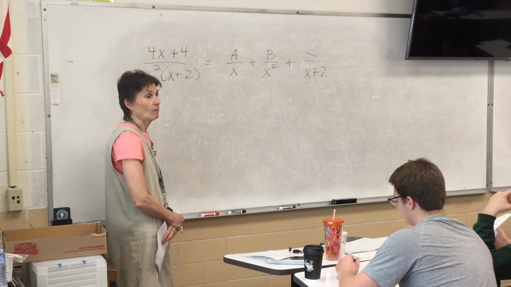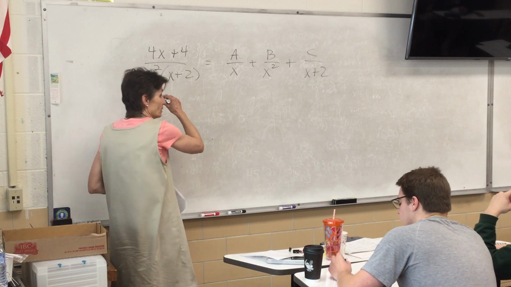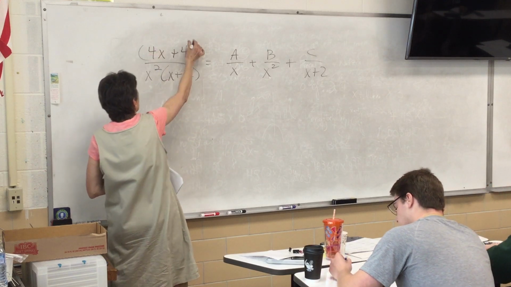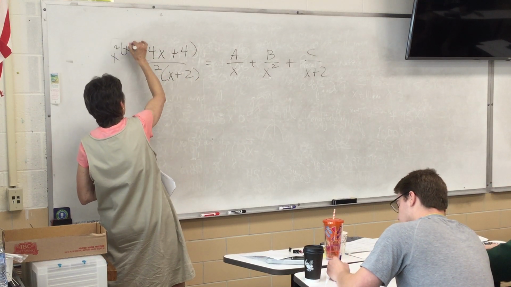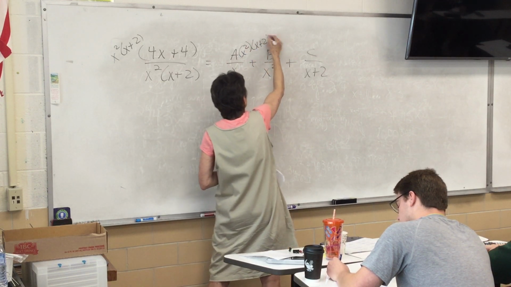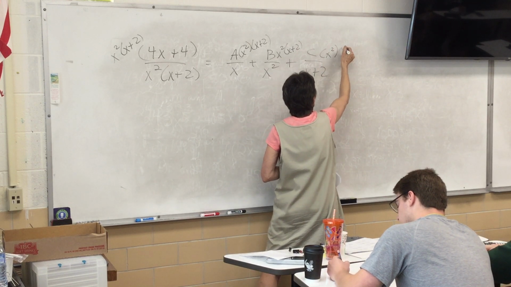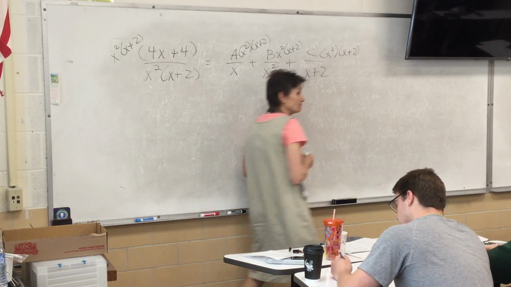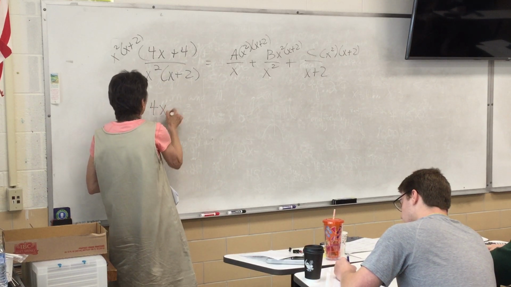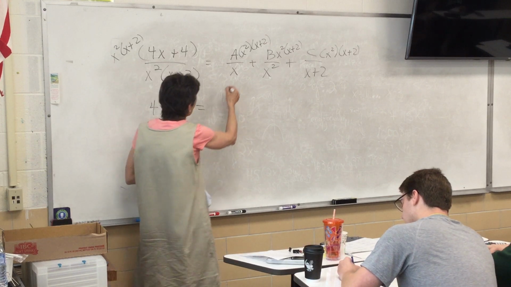All right, what happens now? Now we will get rid of the fractions. So basically what that means is I'm going to be multiplying everything by x squared and x plus 2. Okay? So 4x plus 4 equals, all right, now cancel carefully.